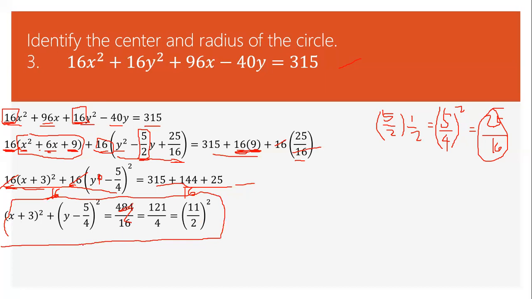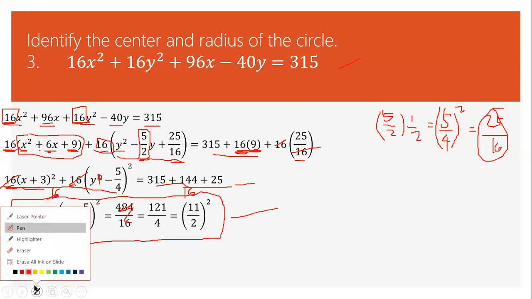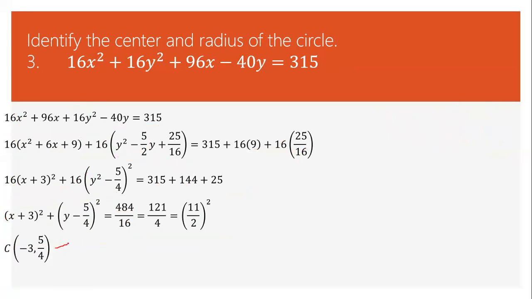So since this is the standard equation of our circle, we can get the center and the radius of our circle. The center is (-3, 5/4), and the radius is 11/2 or 5.5.